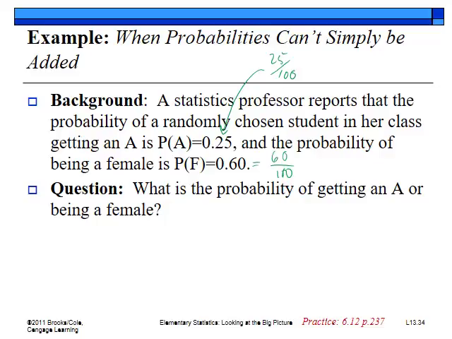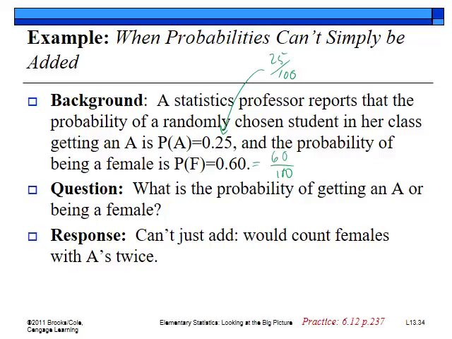Does that mean that the number of students out of 100 who get an A or are female is 85? Well, not necessarily, because females who got A's would be counted in both groups. So that number is too big.